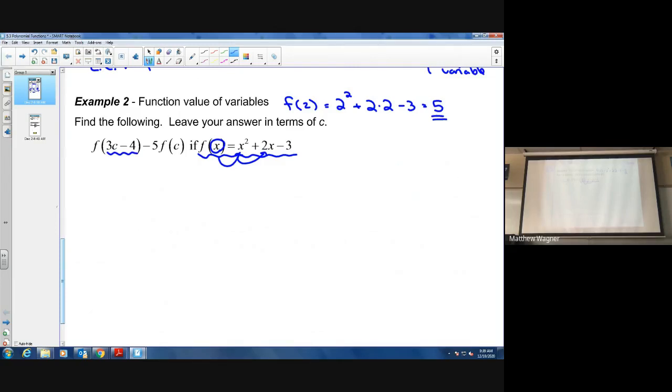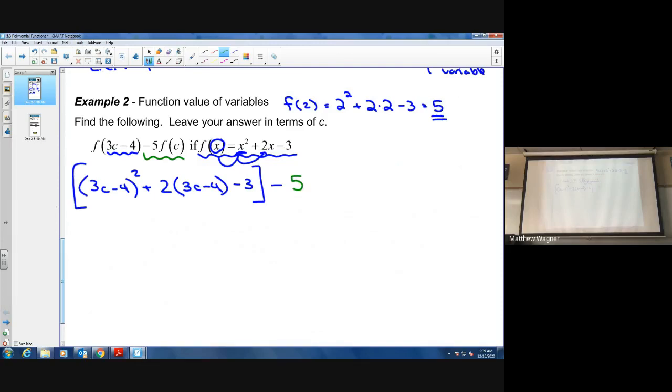So what I do is I take 3c minus 4, and I swap that in for the x, all right? So I have x squared plus 2x minus 3. And that is going to be my function's value at 3c minus 4. I then want to subtract 5 f of c.